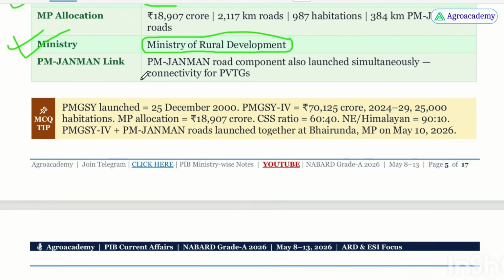Then PM JANMAN link has also been mentioned. This component of the Gram Sadak Yojana scheme connects the PVTGs, particularly vulnerable tribal groups. You need to remember this also.